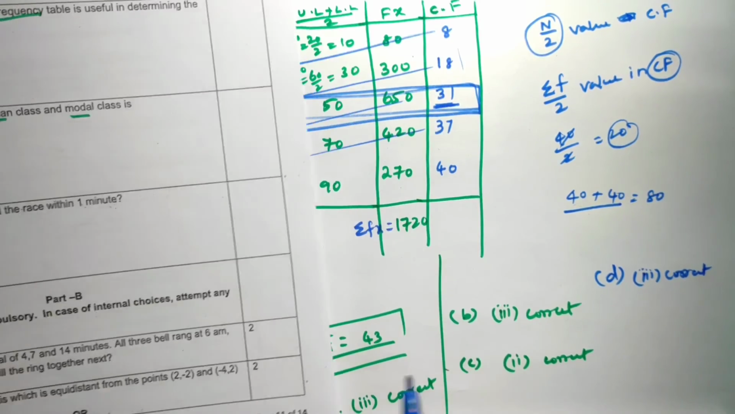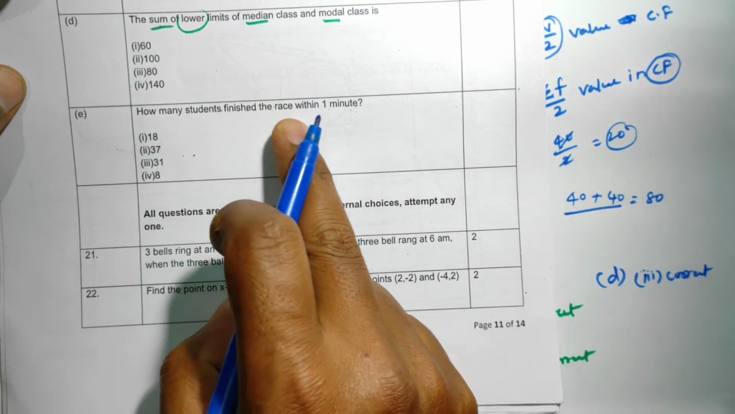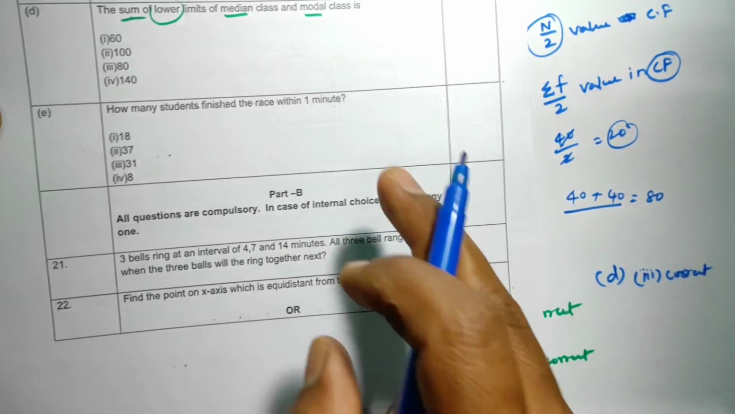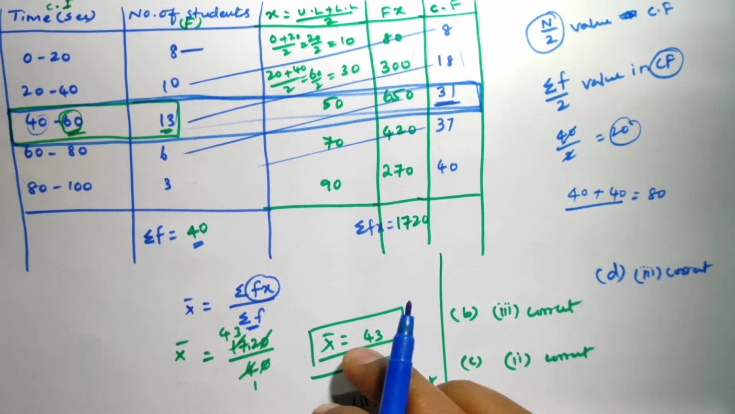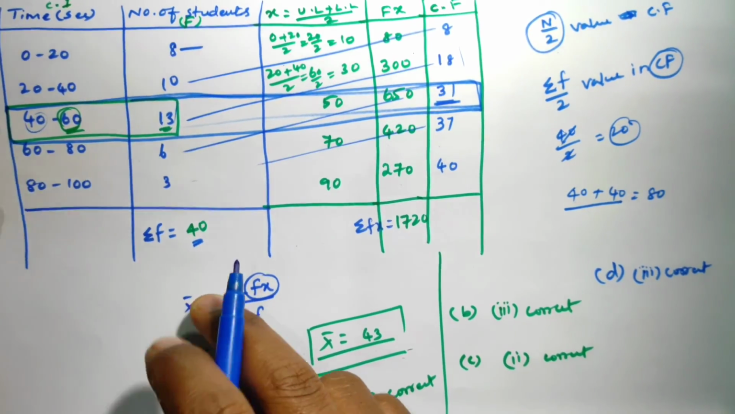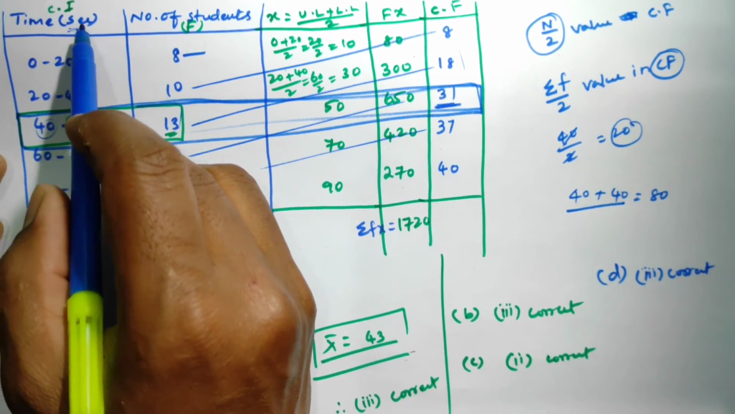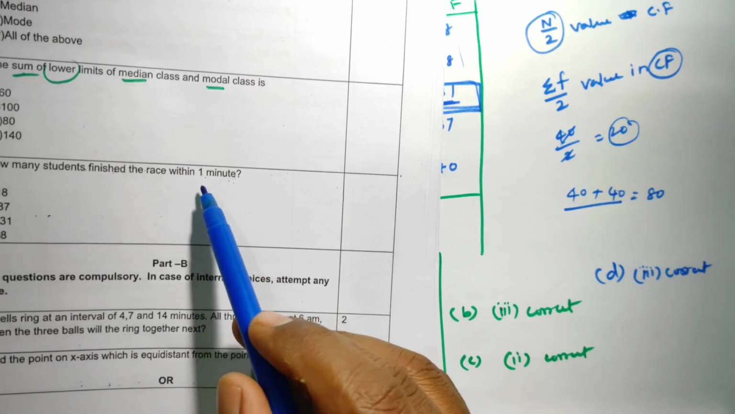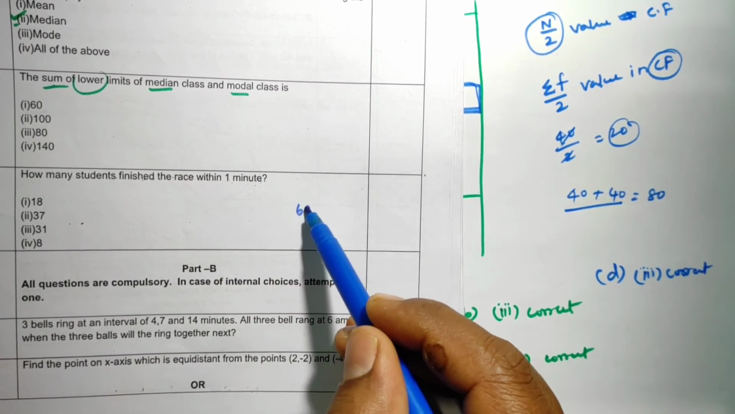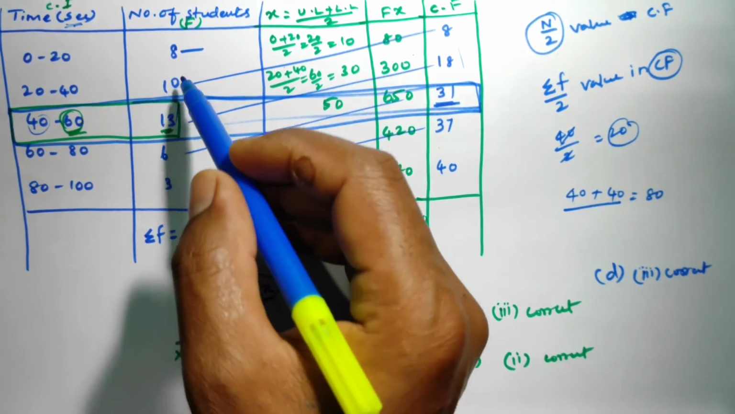Okay. Next, the last question we have here. How many students finished the race within 1 minute? You can find out from the table column itself how many students completed the race within 1 minute. This is the time; the time is given in seconds. They are asking in 1 minute. We know 1 minute is equal to how many seconds? 60 seconds. So see how many students completed within 60 seconds.